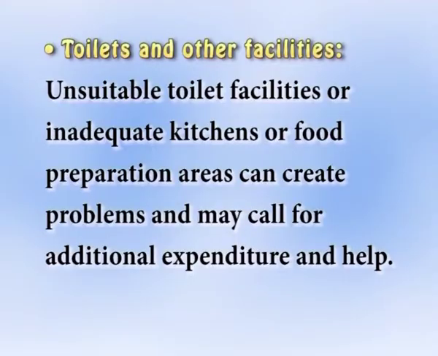Special entrance and exit, accessibility for differently abled audience, etc. are some of the considerations for a smooth event. Huge venues like Pragati Maidan in Delhi or Indian Expo Center are spread over large areas of land. Internal transport is crucial for movement of goods and staff. Toilets and other facilities: unsuitable toilet facilities or an inadequate kitchen or food preparation area can create problems and may call for additional expenditure and help.